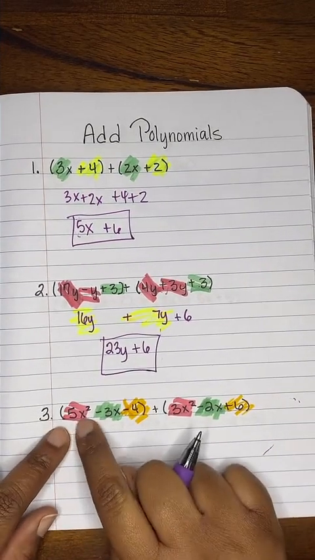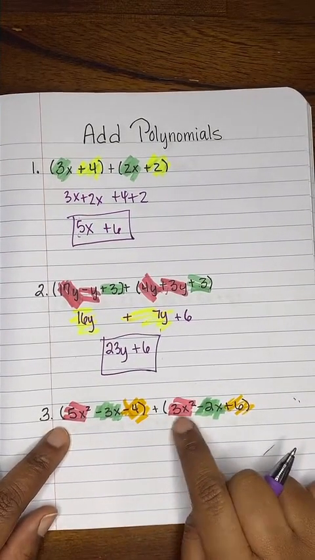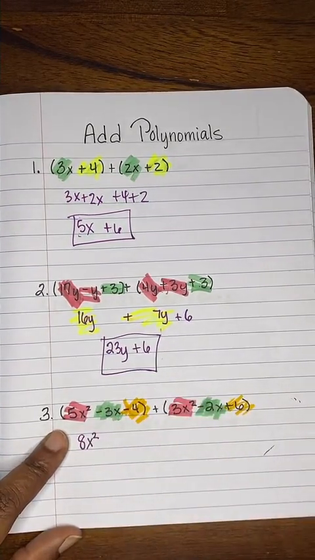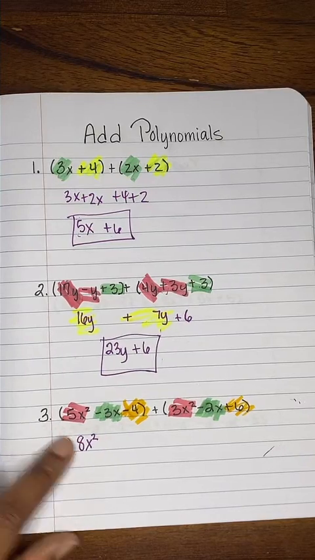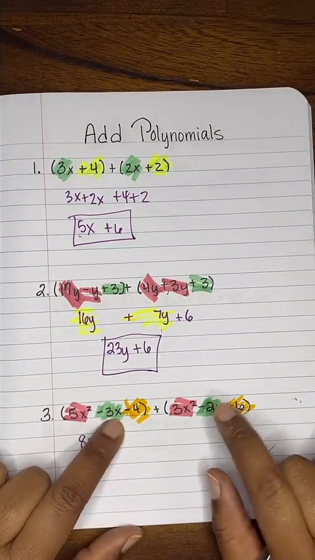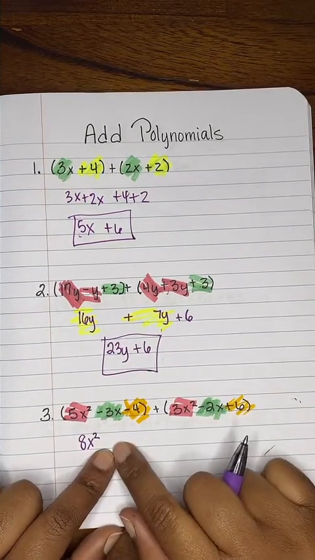So 5x squared plus 3x squared is 8x squared. Perfect, good. Now we have negative 3x squared minus 2. Can somebody put that in the comments?